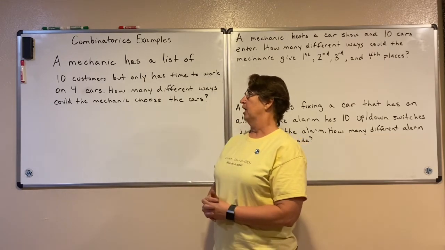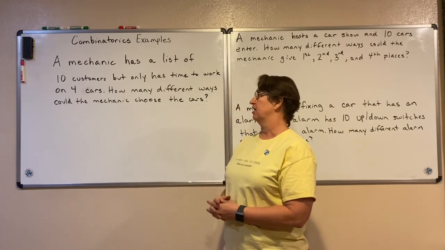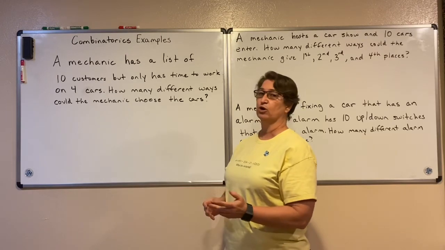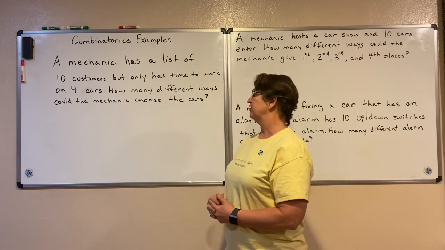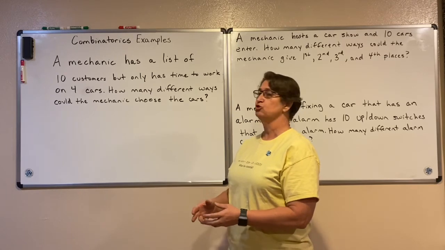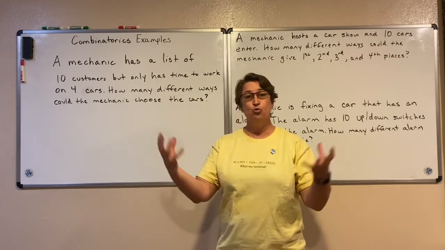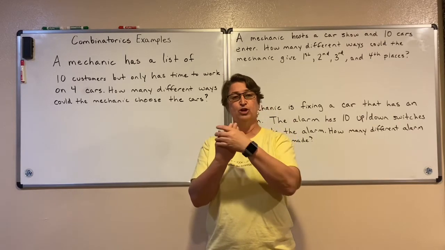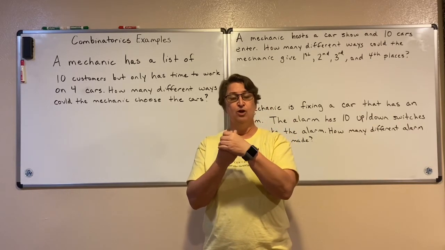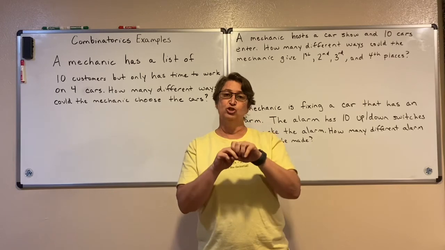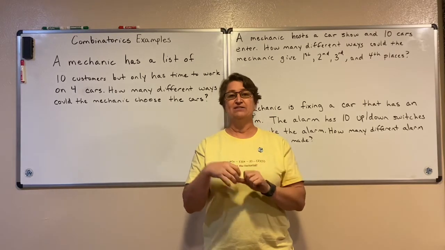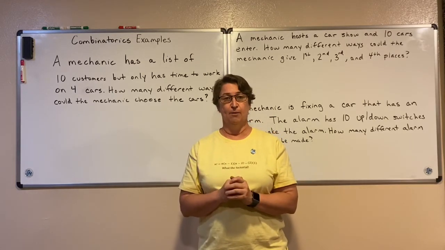Here's our first one. A mechanic has a list of 10 customers, but only has time to work on 4 cars. How many different ways could the mechanic choose the 4 cars? So we have a group of 10 cars and we're going to choose 4 of them. When we have a group and we're choosing some, we know that's either a permutation or a combination.